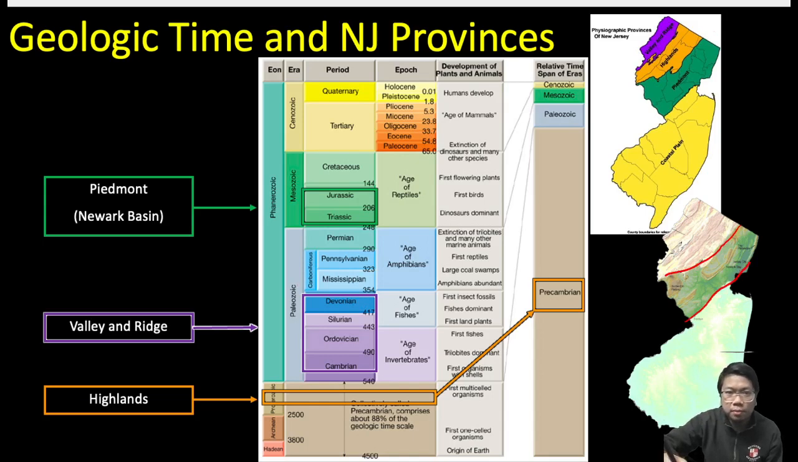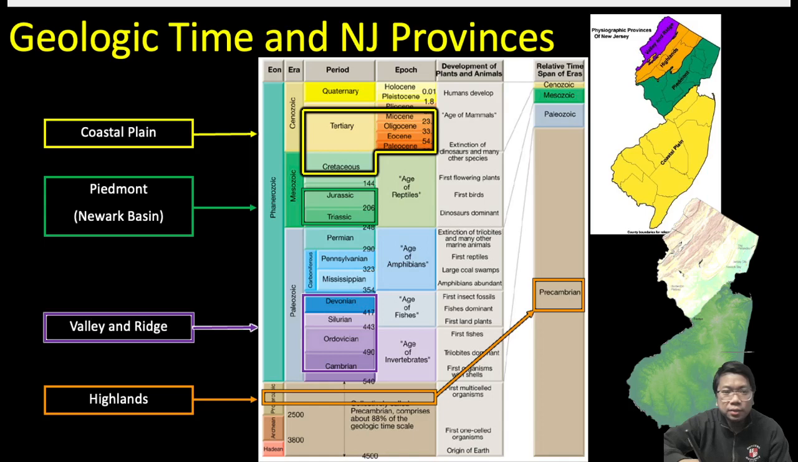That is the Piedmont, or it represents the Newark Rift Basin. The Newark Rift Basin consists of rocks that are late Triassic to early Jurassic in age, which is represented by this green box that I'm highlighting with the red highlighter. The last one is called the coastal plain. The coastal plain occupies the southeastern part of the state, and it consists of the youngest rocks or sediments that we have in New Jersey.